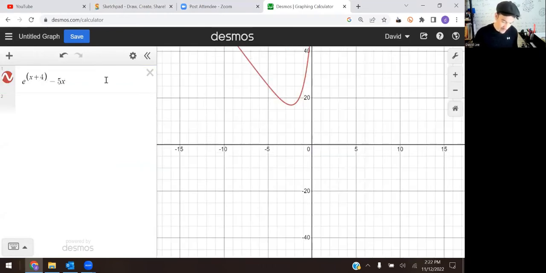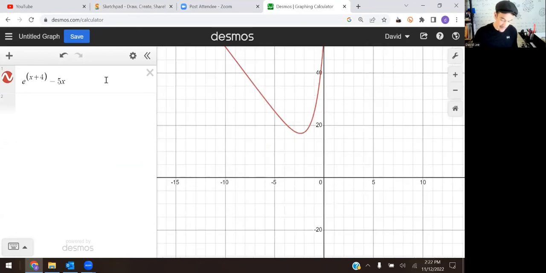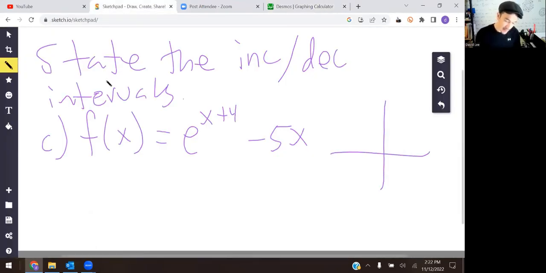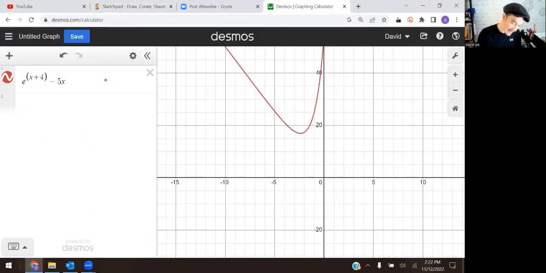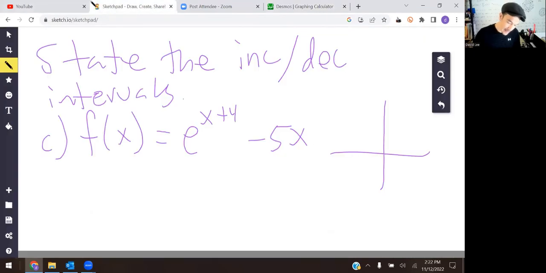I'm not sure if the computer is sharing it, but in case you can't see my Desmos screen, let me go back to my Sketchpad. The graph basically looks like this. It goes down and then it goes up. So all you got to do is find this guy here, and that's the critical number.